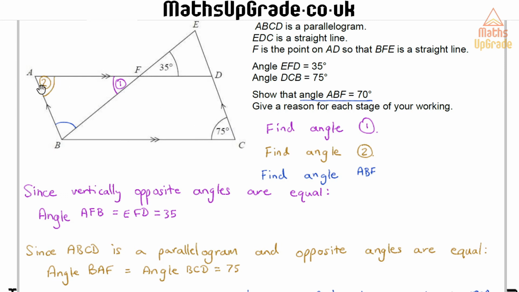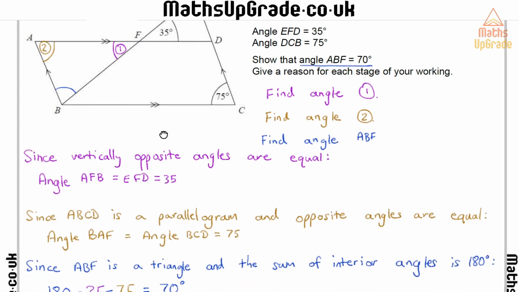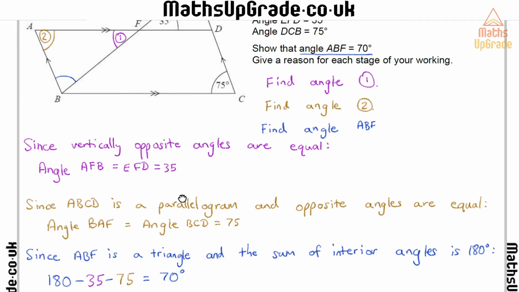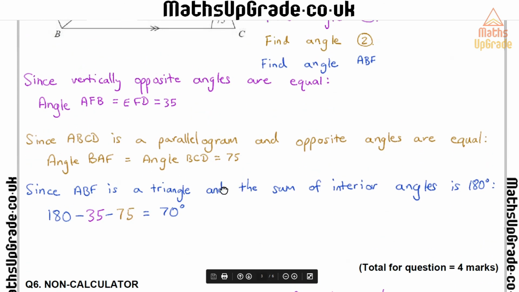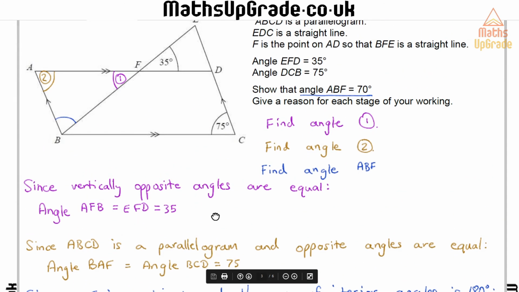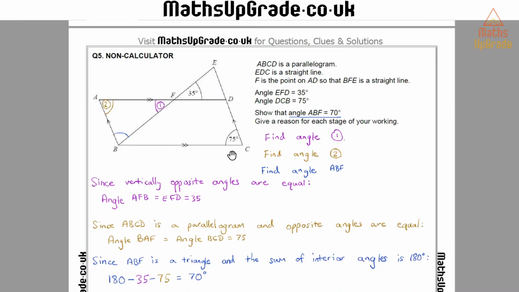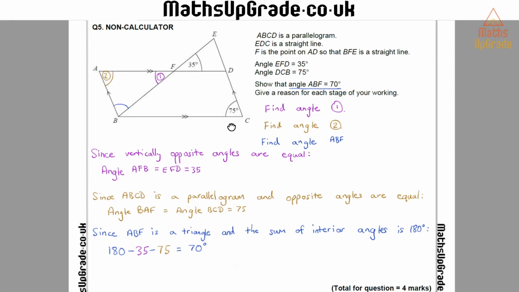So angle FAB is 75 degrees. Now that I've found two angles in that small triangle there, I can find the third angle by just subtracting those two angles from 180. So that would give me 180 minus 35 minus 75, which is 70 degrees. 70 degrees would give you the answer, and with all the reasoning, you would get the 4 marks for that question.